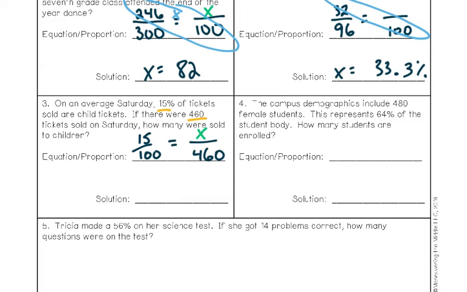So this is a proportion, and I solve any proportion by cross multiplying. So I take the two numbers across from each other, I multiply them out, and then I divide by the number that's left. So 460 times 15 is 6,900, and I divide that by 100. So my answer would be 69. And you should always be thinking to yourself, 69 what? What is this? What did I just find? Is that a percentage? No. In this case, the question was asking how many children's tickets were sold. So this would be 69 child tickets.